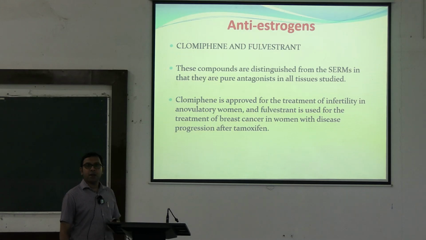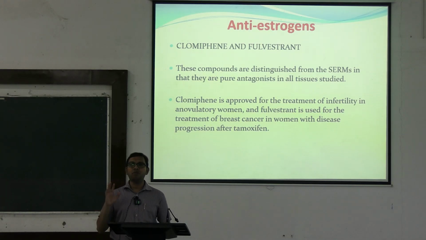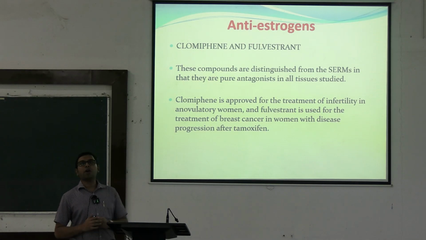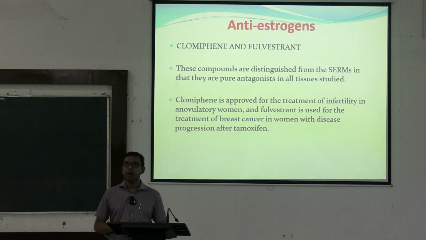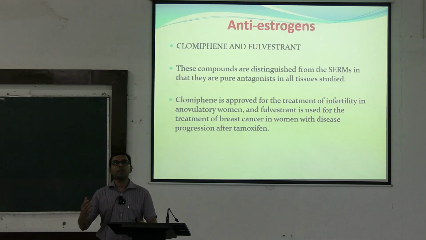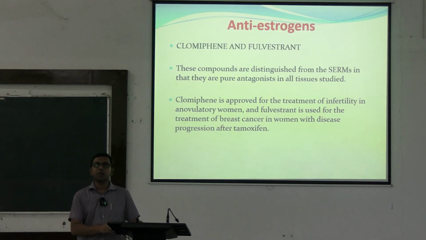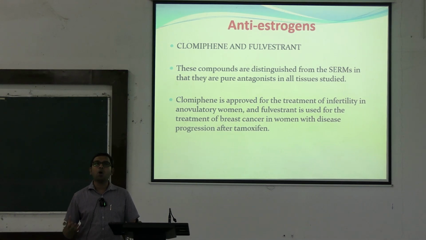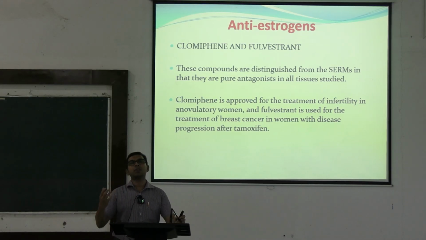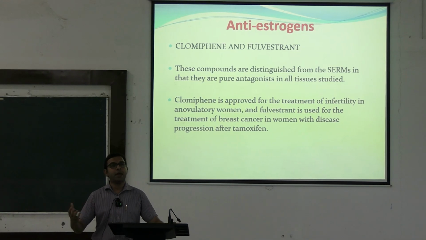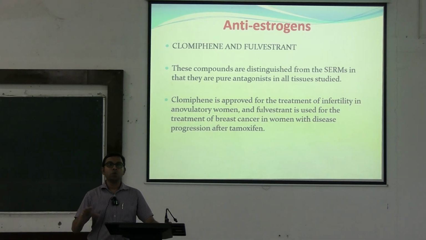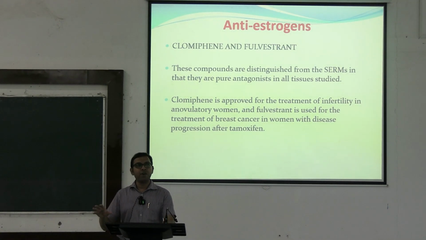Clomiphene, or Clomiphene citrate, is mainly used for the treatment of infertility. There are different causes of infertility, which we will discuss in another class. But if the infertility is caused by anovulation or oligo-ovulation, that is, the ovulation in the menstrual cycle is not happening as it should, then in those cases we can use Clomiphene.